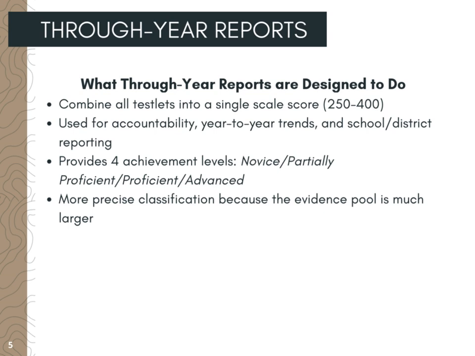In comparison, through-year reports serve a very different purpose. They combine all Testlets administered throughout the school year and produce a scale score from 250 to 400 and one of 4 achievement levels: novice, developing, partially proficient, or advanced. These reports are used for accountability, year-to-year trend analysis, and school and district reporting. Because they use a much larger body of evidence, they can support a more precise classification than Testlet reports. This difference in purpose is exactly why the scales don't match and why they shouldn't.